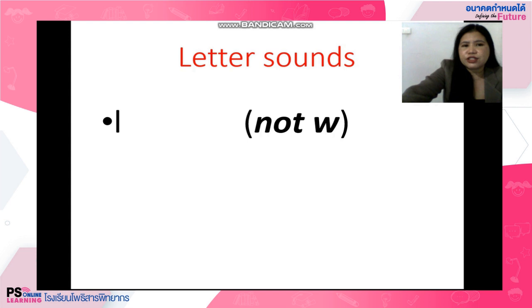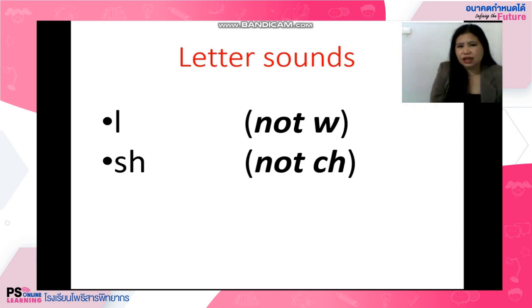Okay, so the first letter sound that we are going to focus on is the L sound. Okay, not the W sound. I will let you listen to the L sound. The L sound is L, L, L, not wa. Okay, not W, which is wa. That is L. Next is the SH sound, not CH sound, the SH. Next is the SH sound, which is sh, sh, sh. Okay, not cha, but sh, sh.